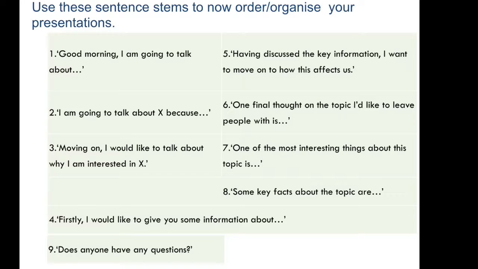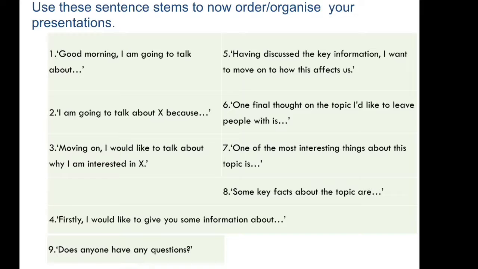Then you would go on to number 1 of the sentence stem by saying, good morning, I'm going to talk about. Now, if it's afternoon, you change the good morning to afternoon. And then I'm going to talk about, for example, racism. So good morning, I'm going to talk about racism. Then number 2, I'm going to talk about racism because here is your opportunity to put the passion for your topic in your presentation. So you need to communicate to your audience why you're passionate about this topic.